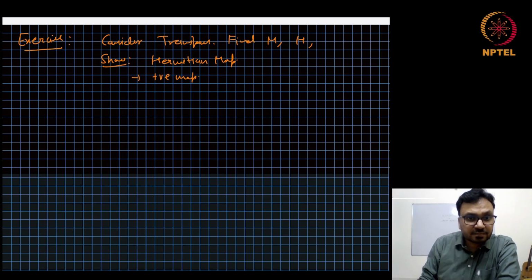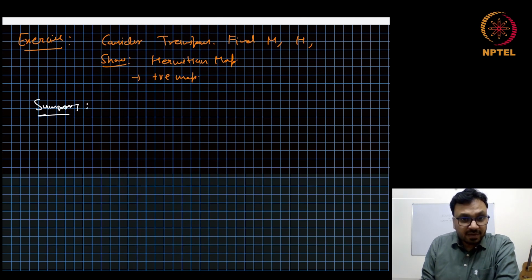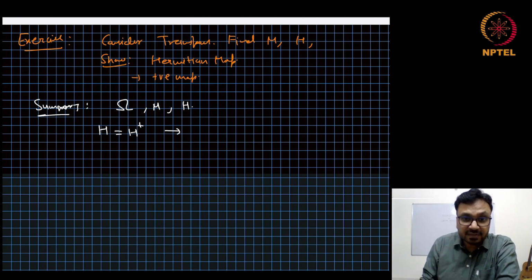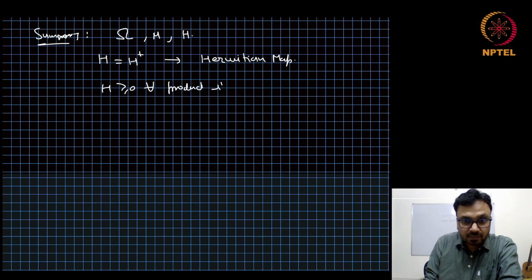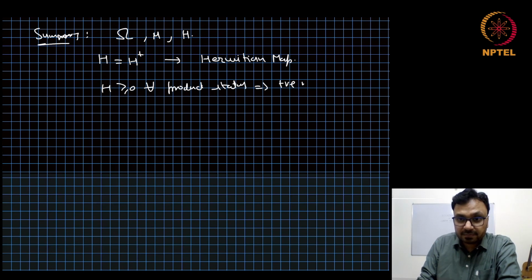So in summary, we have a map omega. There's a matrix representation M, and there's a matrix representation H for it. H equals H dagger means it's a Hermitian map. H being positive for all product states implies it is a positive map.